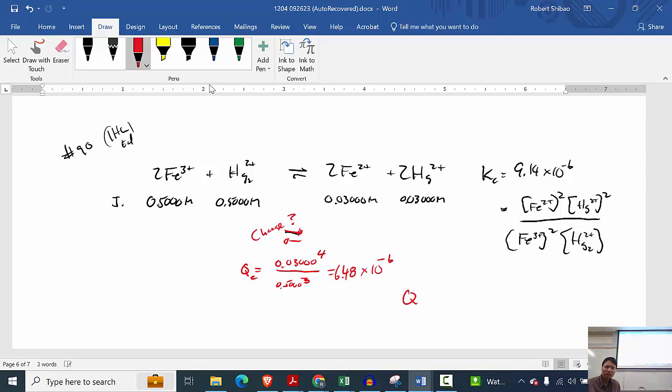So if Q is smaller than K, then does the reaction go forward or backwards? If Q is less than K, we need to make it bigger. To make it bigger, we need more product or more reactant? We need more product. You know, my prediction was wrong. The change is forward. I was thinking the change has got to be reversed because this K is so small, but it turned out that the change is actually forward.